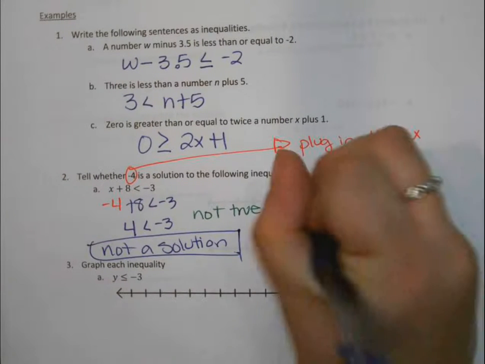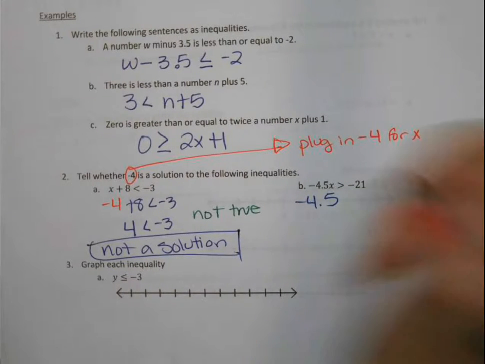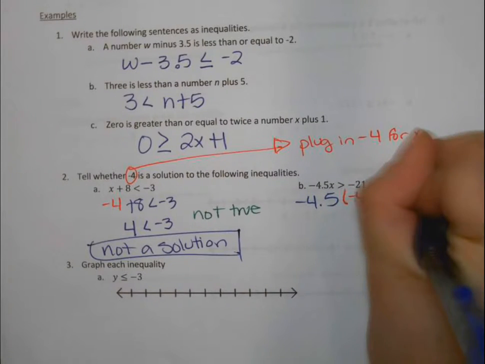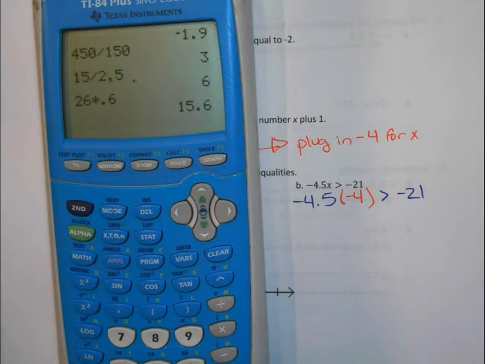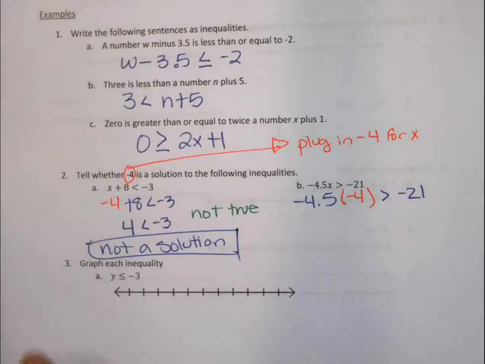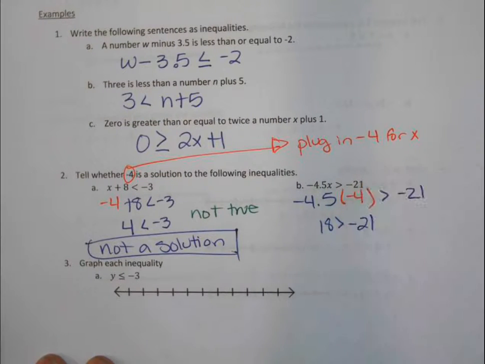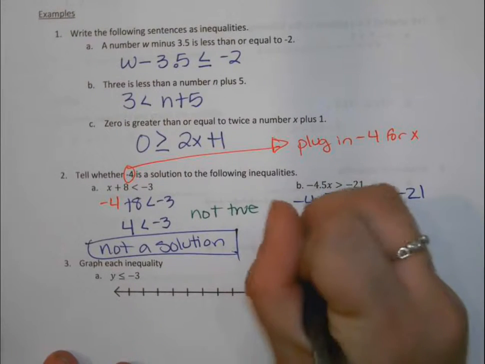Okay, same thing for B. I'm going to plug it in over here. And then I don't know what negative 4.5 times negative 4 is, so I'm going to use my calculator. Negative 4.5 times negative 4 gives me positive 18. Now, notice the 18 is positive and the 21 is negative. Because the 18 is positive, positive numbers are always greater than negative numbers. So this one is the solution.